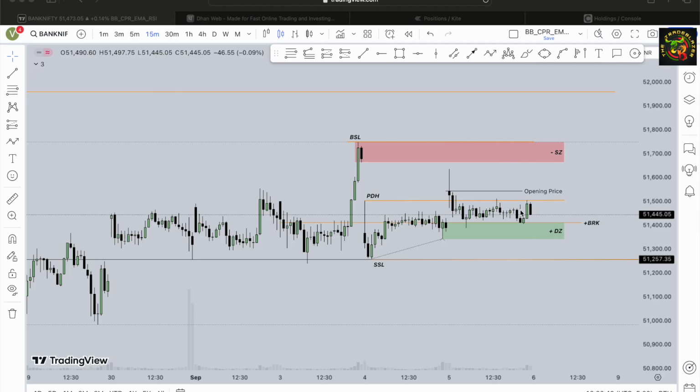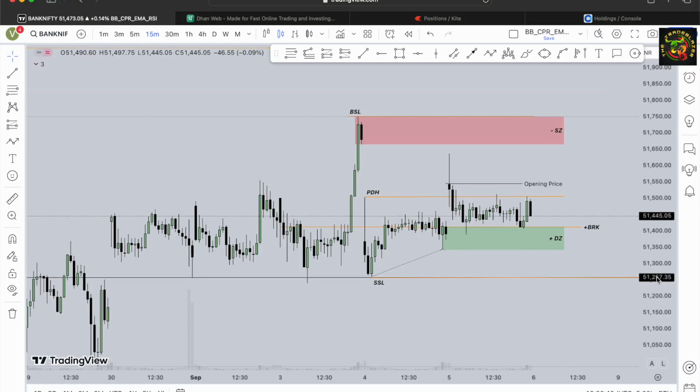Having said that, these are some of the key levels that I have drawn for today's intraday trading. Let me explain what each level is. There is a failure swing, and just above the failure swing there is a demand zone, a breaker block, and then a supply zone, and then this is the opening price. This is the previous day high, and this is where you have the sell side liquidity, and this is where you have buy side liquidity.